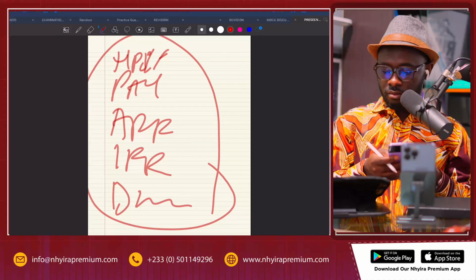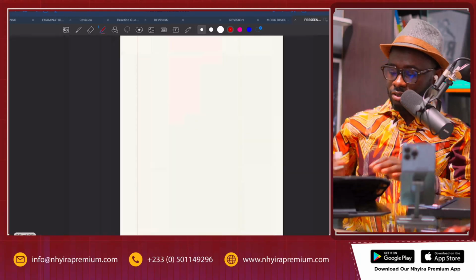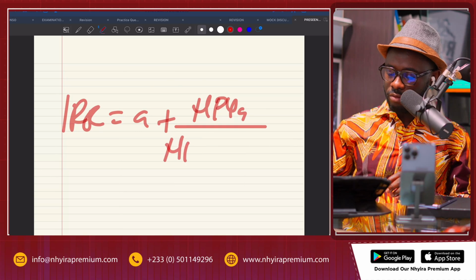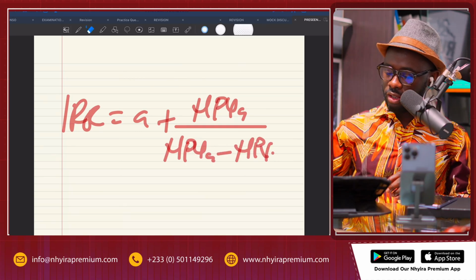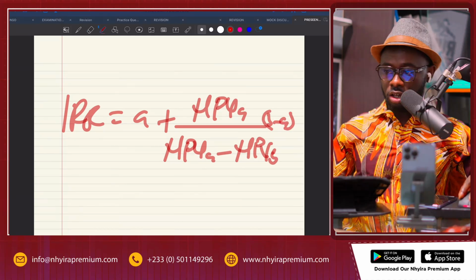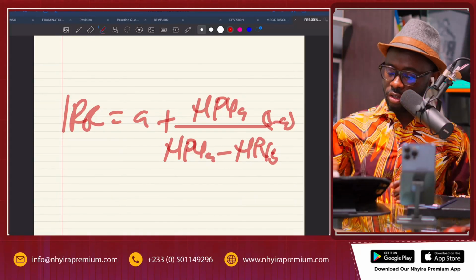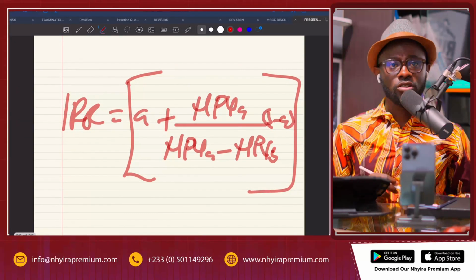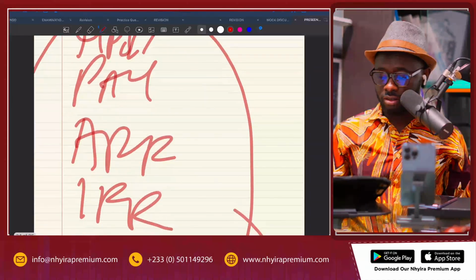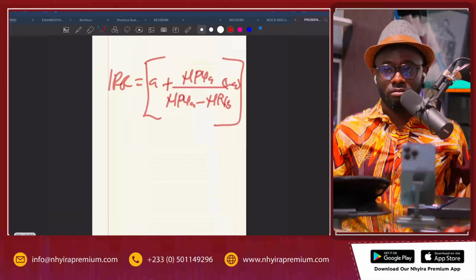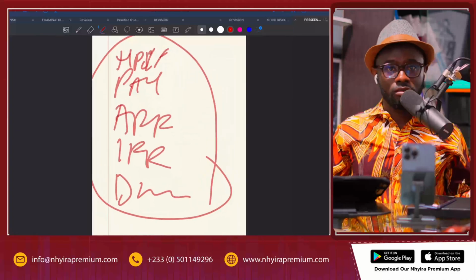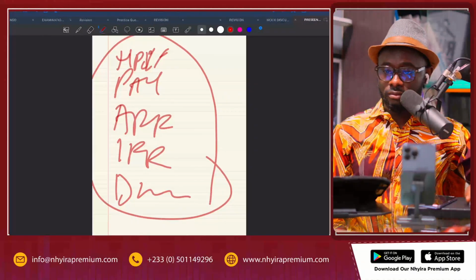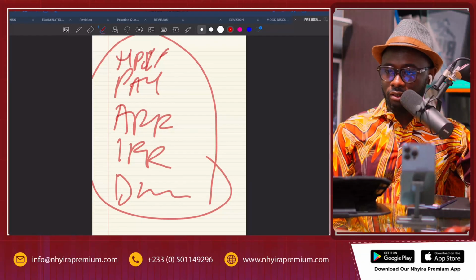Hello, sir. Can you write the formula for the IRR? Internal rate of return. That is A plus NPVA over NPVA minus NPVB, times (B minus A). So this is the formula for the internal rate of return in that particular case. If you want to be excited about it, certainly you have to learn all the methods, because it's not just one of them that will be asked. It's an option that is available. Any other questions for me?